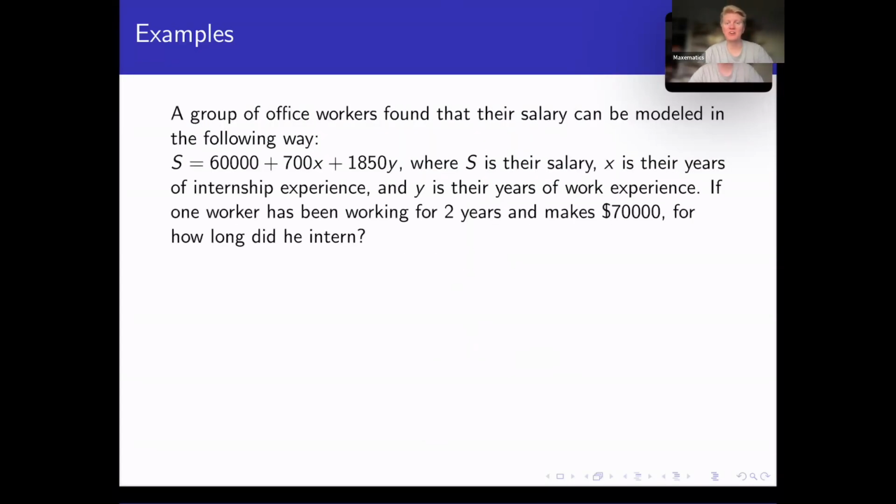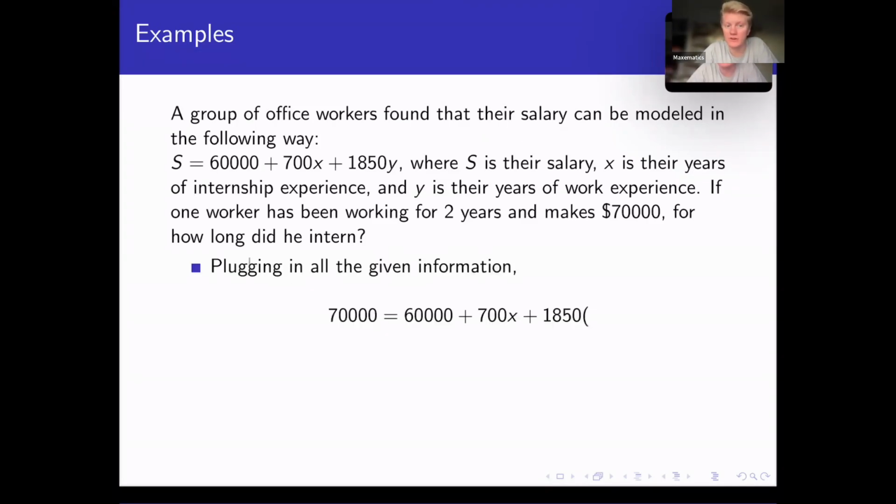A group of office workers found that their salary can be modeled in this way: S = 60,000 + 700x + 1850y, where S is their salary, x is their years of interning, and y is their years of work experience. If one worker has been working for 2 years and makes 70,000, for how long did he intern?